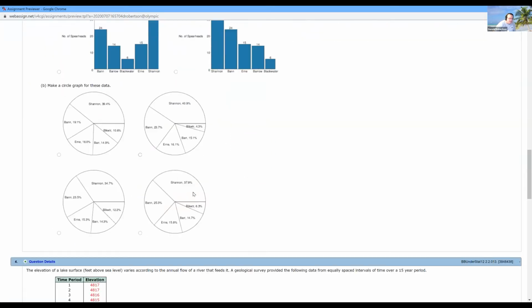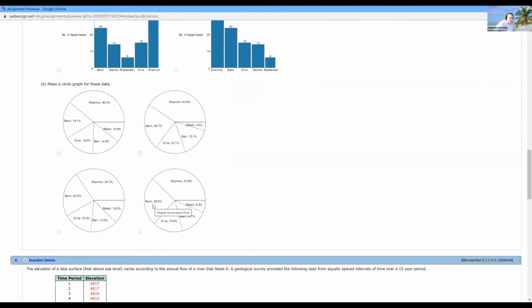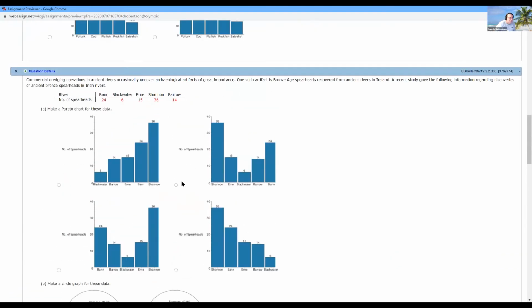But let's go back to this problem. I'm going to pick Shannon, right? The River Shannon, it's in Ireland. Actually, I've been to Ireland. I've probably crossed that river. It's a big one. I think, if I'm not mistaken, isn't the Shannon the river that goes through Dublin? I believe it is. So anyway, 39, 40.9, 34, 37. This is how you have to find out.